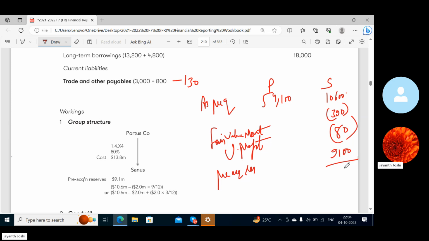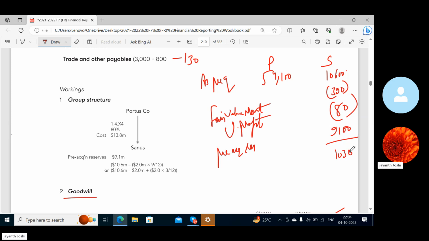So you just calculate this, you will get 1030. Out of this 1030, 80% goes to the parent, and 20% goes to NCI. Okay.